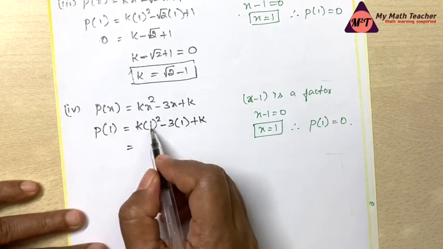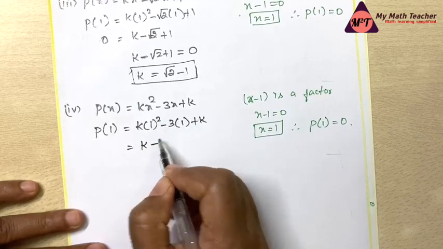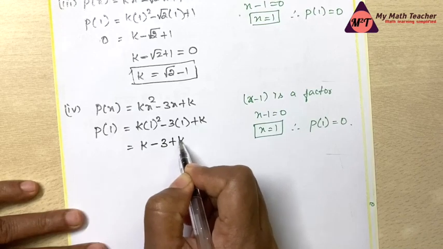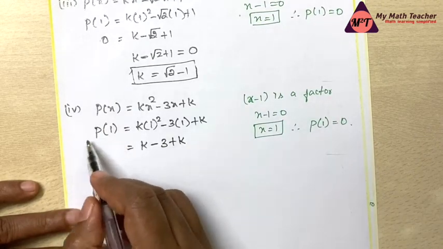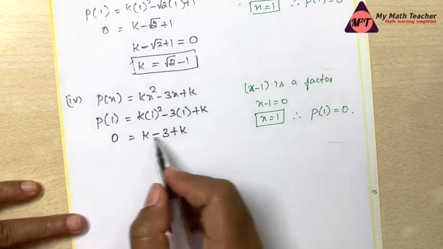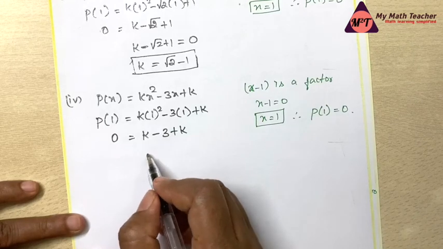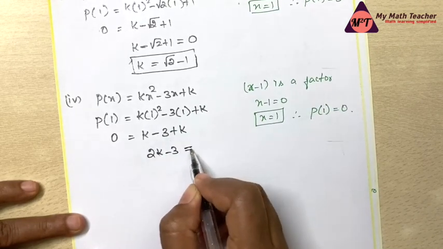Here, expand this. 1 square is 1. 1 into k will be k only. So, minus 3 ones are 3, plus k. Left side, we have got p of 1 which is equal to 0. So, instead of p of 1, we can apply that value, that is equal to 0. Now, here, k plus k, that is 2k minus 3, which is equal to 0.